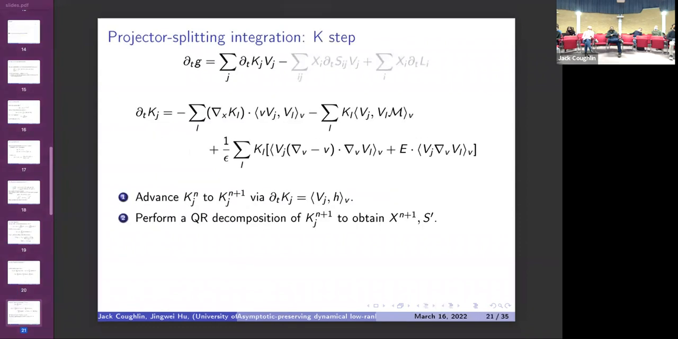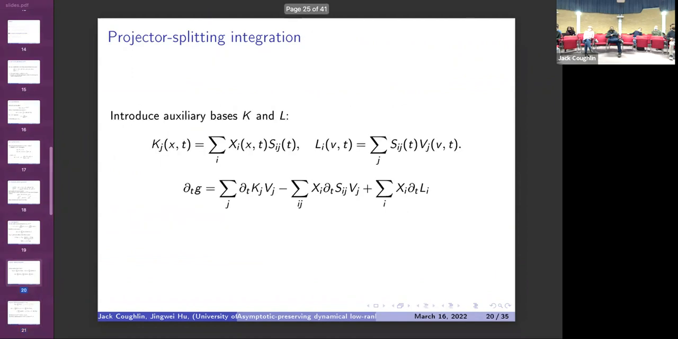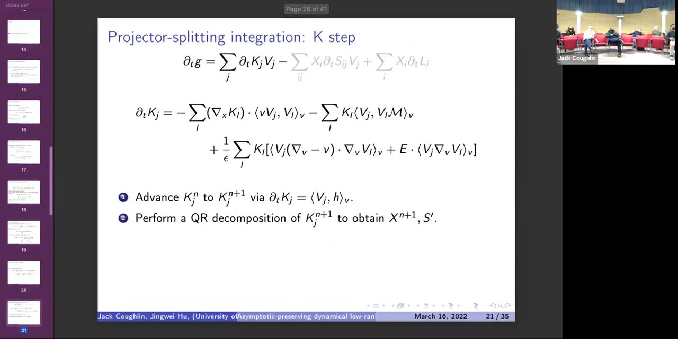So the first step is the K step, and I'll skip over the details, but you can see what we're doing is taking the inner product of the time derivative with Vj, and expanding it all out. And then we advance Kn to Kn plus 1 via this. So you can use any order time scheme that you want. And we end up using a first order IMEX scheme.